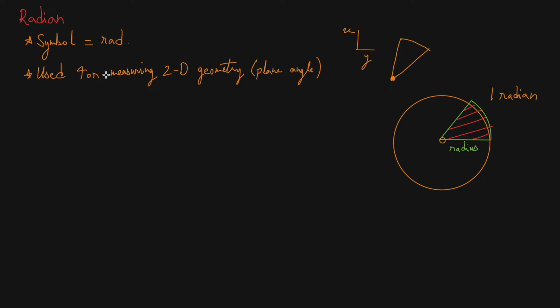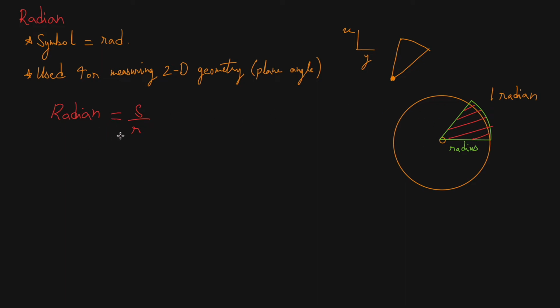So the equation for radian is given by radian equals S by R. S is the arc length of the circle, and R is the radius of the circle. So basically we take the radius of the circle and take an arc length of the circle which should be equal to the radius, and the section that we get will be 1 radian of a circle.